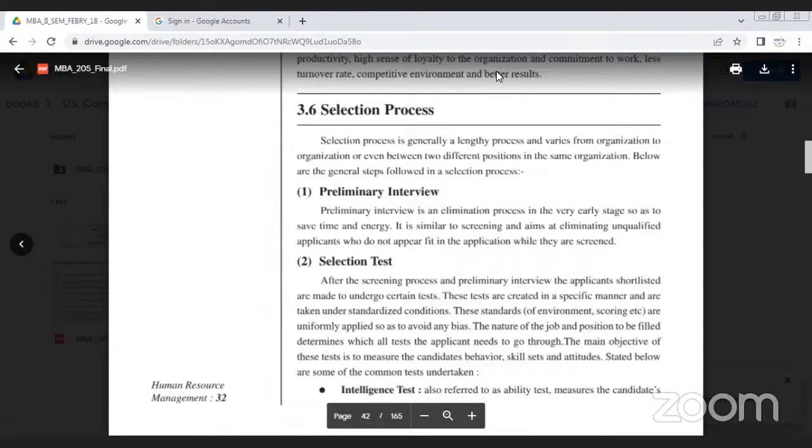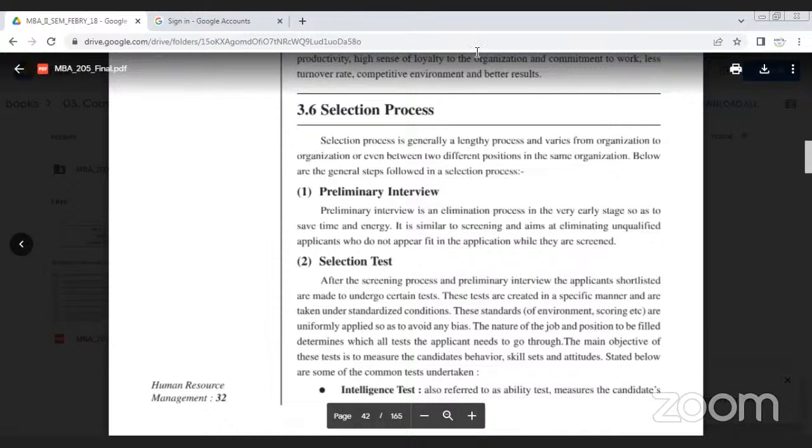Selection stage. After the screening process and preliminary interview, the shortlisted applicants are made to undergo certain tests. These tests are graded in a specific manner and are taken under standardized conditions. The standards of environment and scoring are uniformly applied so as to avoid injustice. The nature of the job and position to be filled determines which of these tests the applicant needs to go through. The main objective of these tests is to measure the candidates' behavior, skill set, and attitudes. Stated below are some of the common tests undertaken.